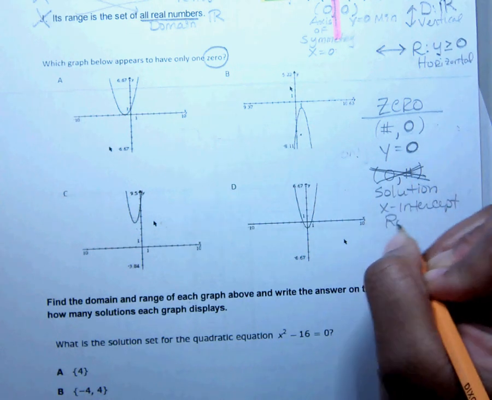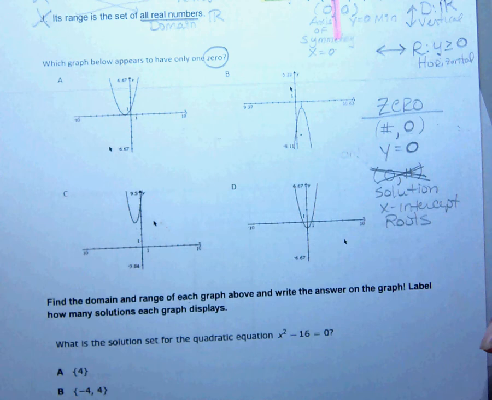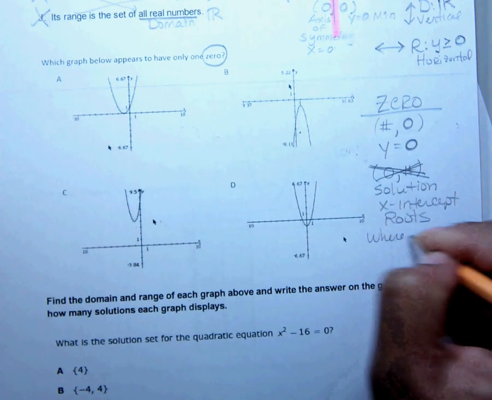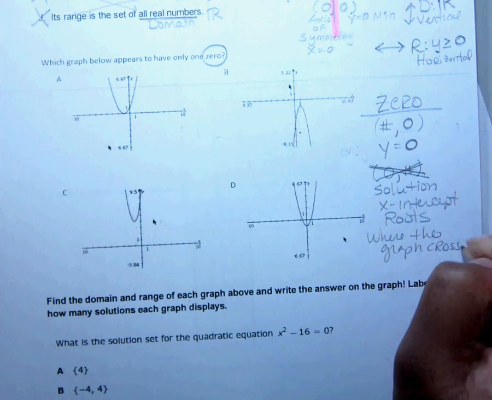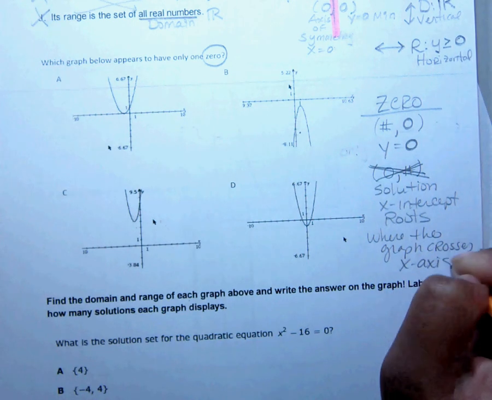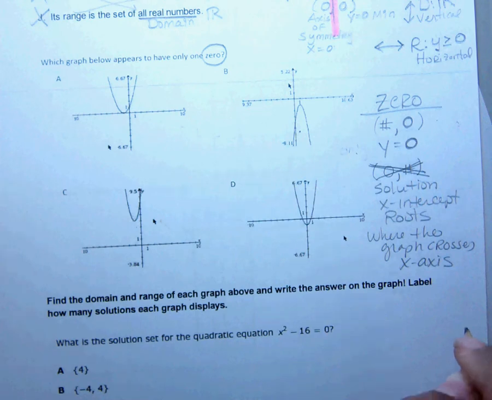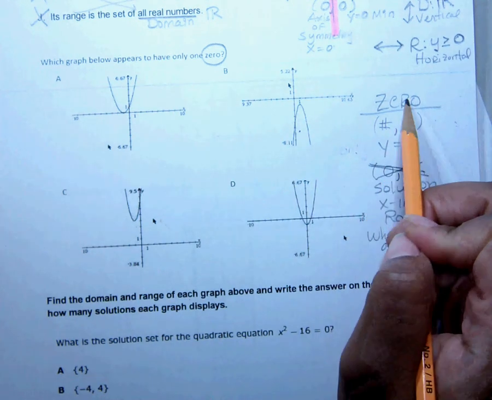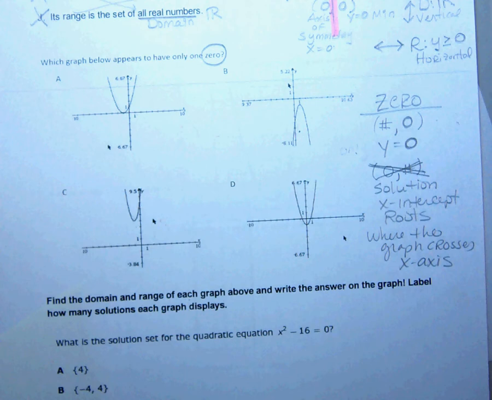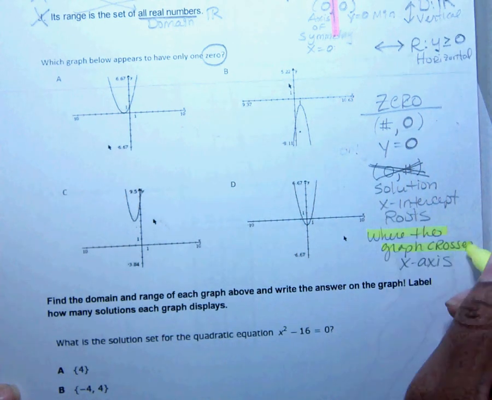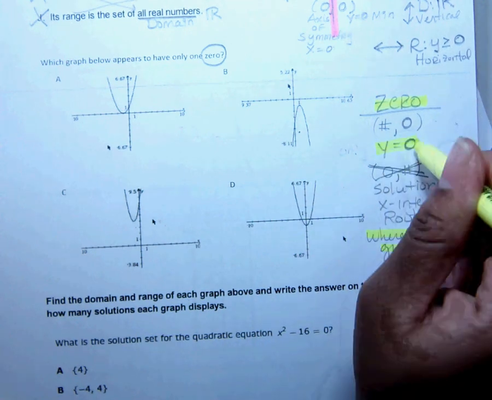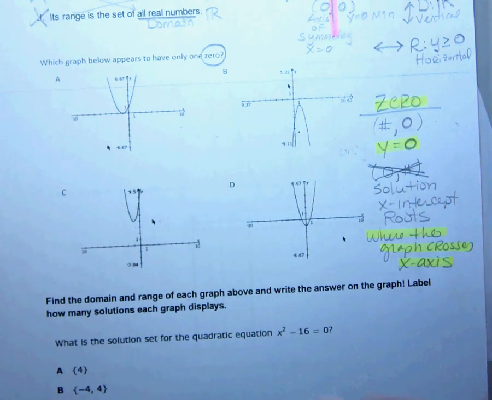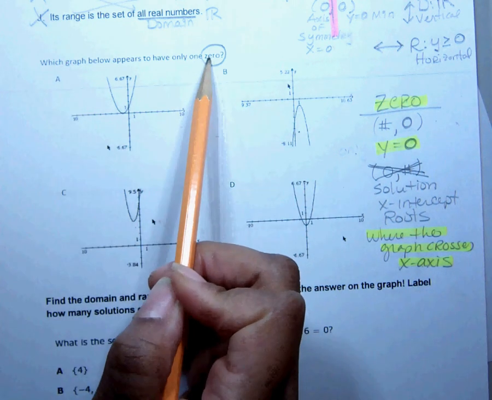You also have roots. In other words, wherever the graph crosses the x-axis, you have y equals 0, a 0. That is the most important thing. Where the graph crosses the x-axis is a 0. That's when y equals 0. So how many of where the graph crosses the x-axis does it want? How many zeros does it want? Only one.